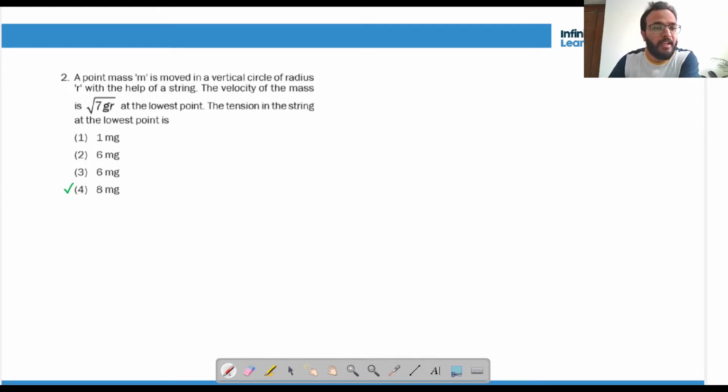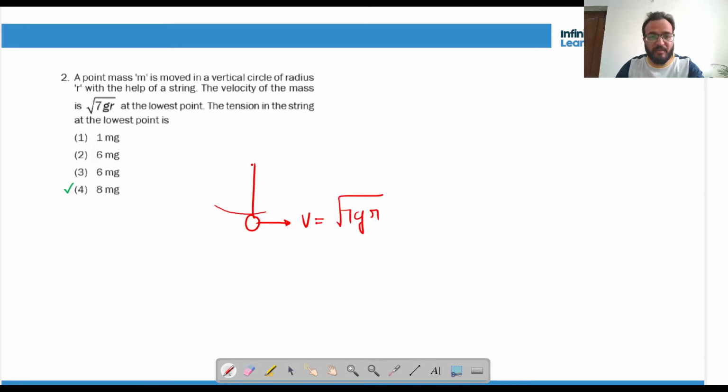Next question. A point mass m is moved in a vertical circle of radius R. Okay, it's very easy. You will say, sir, this is a point mass, it is moving at the lowest point. Right now it is having velocity root 7 gR. Understood? And it is performing a circular path. Now there is tension T upwards, there is mg downwards, and since it is in the circular path, so definitely it is accelerated towards the center.